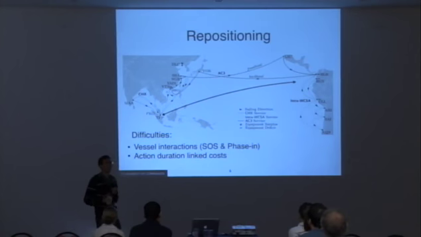Action duration linked costs. I showed you this graph just before of a sailing action. So we want to try to model these continuous costs rather than discretize these sailing actions, because we want to know about basically what hour a vessel arrives at a port. And if we have to discretize that action, we'll end up with 200 or 300 actions just to sail one route.